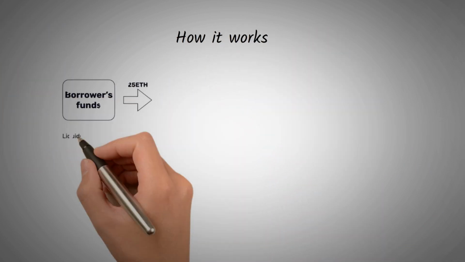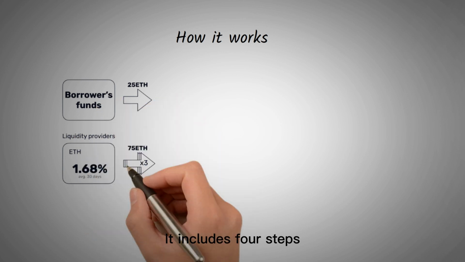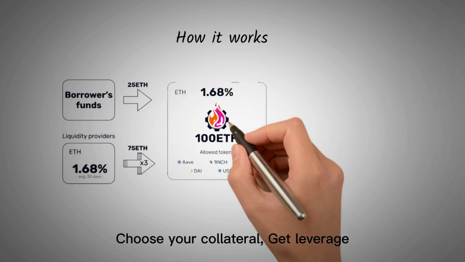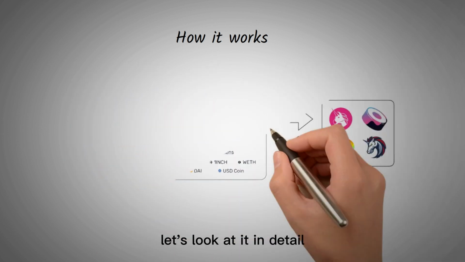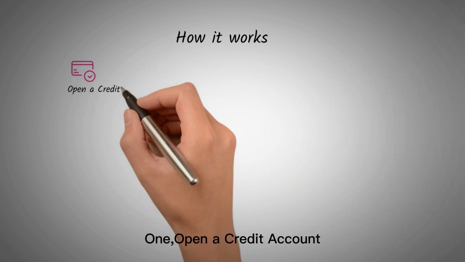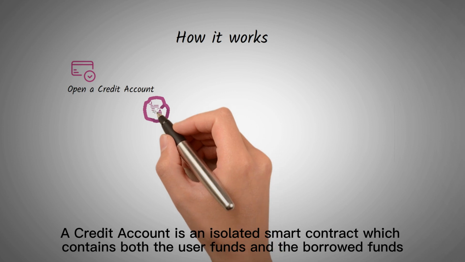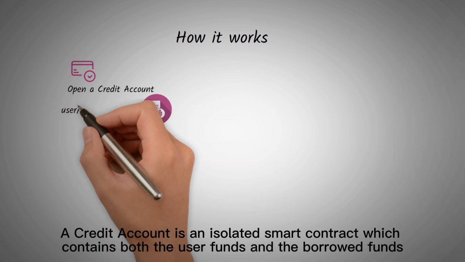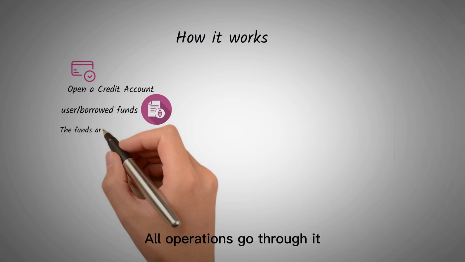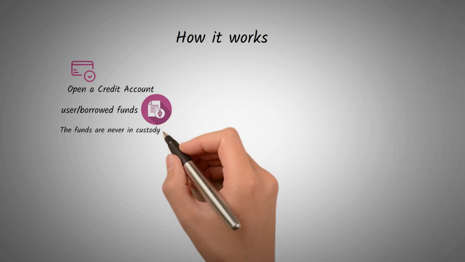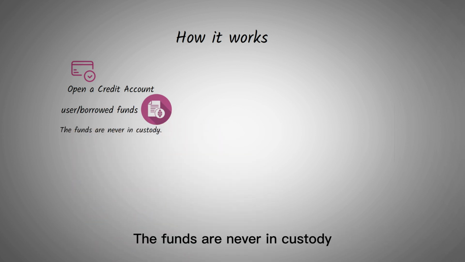Third, how it works. It includes 4 steps: open a credit account, choose your collateral, get leverage, manage a credit account. Let's look at it in detail. 1. Open a credit account. A credit account is an isolated smart contract which contains both the user funds and the borrowed funds. All operations go through it. The funds are never in custody.